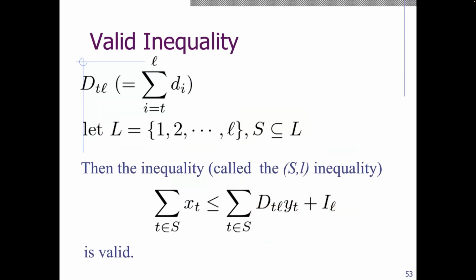To tighten the weak formulation, we can add some additional inequalities called the valid inequalities. Define d_{tl} as the sum of demands from period t to period l. Let L be the index set 1 to l, and S be a subset of L. Then this inequality, called the (S,l) inequality, becomes a valid inequality.